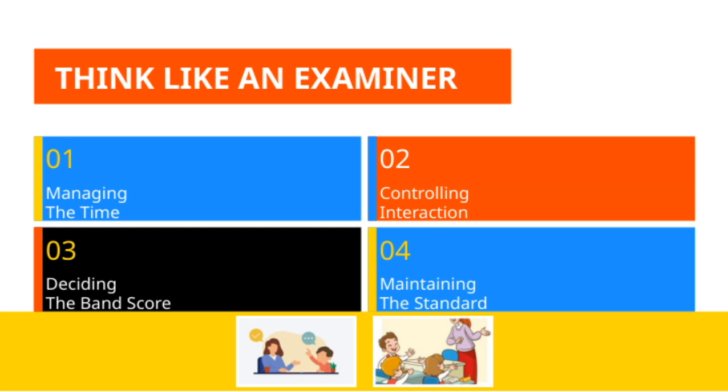And all of these points tie back to the core idea of thinking like an examiner. If you understand what they're looking for, you can better tailor your responses to meet those expectations and achieve your desired band score. So the key takeaway here is that maintaining your standard involves a combination of consistency, strategic decision-making, interaction management, and time control. Mastering these will really help you perform at your best throughout the exam.